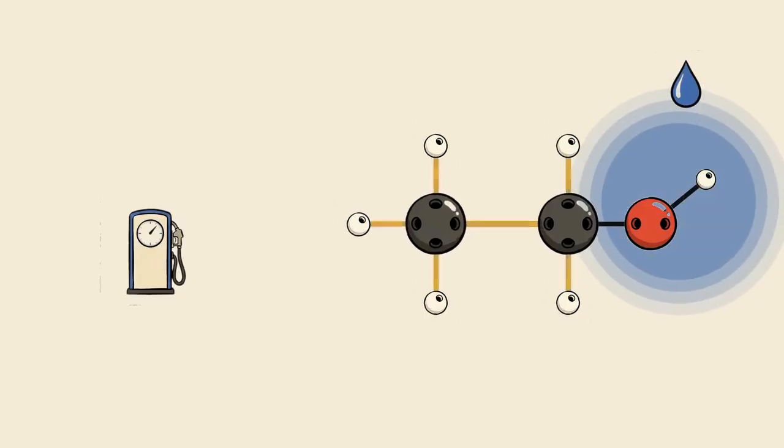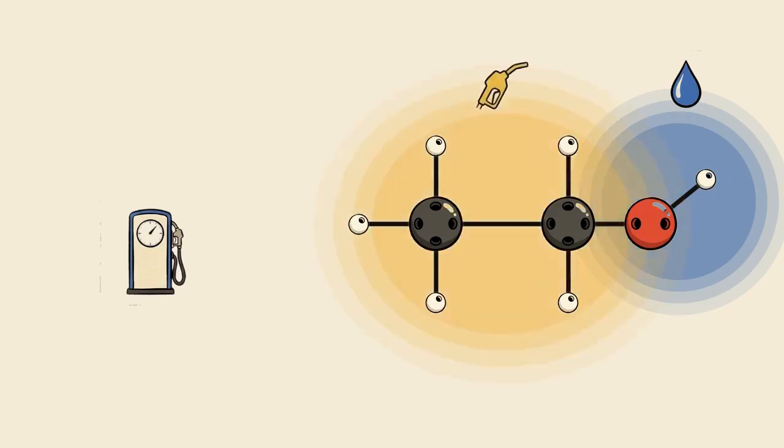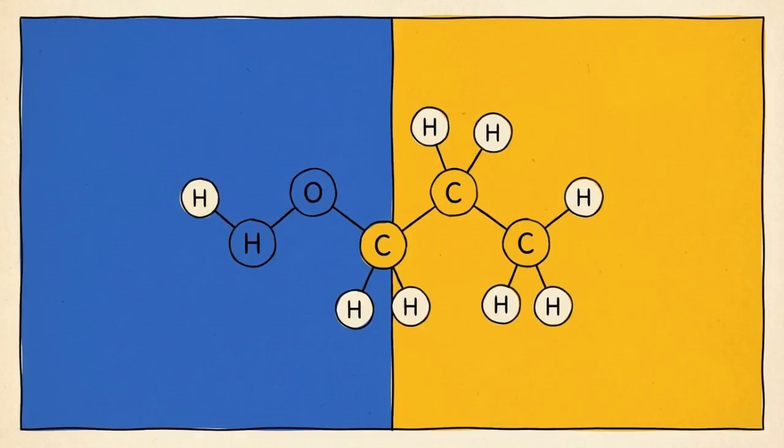The other end is a 2-carbon chain. This section is completely apolar, which allows it to interact directly with gasoline. Ethanol acts as a chemical translator. Its dual-nature geometry allows it to bridge 2 liquids that would otherwise instantly separate.